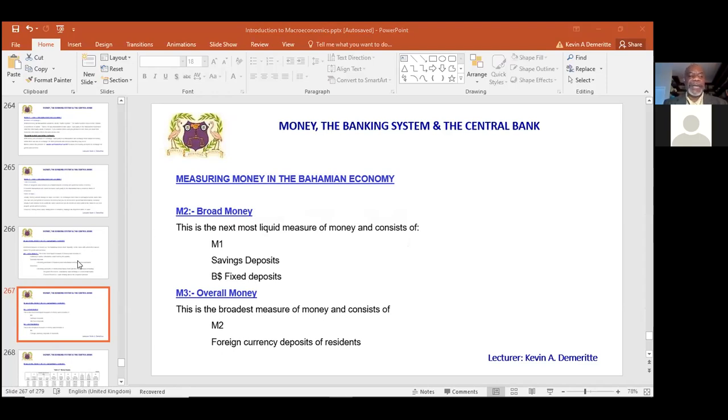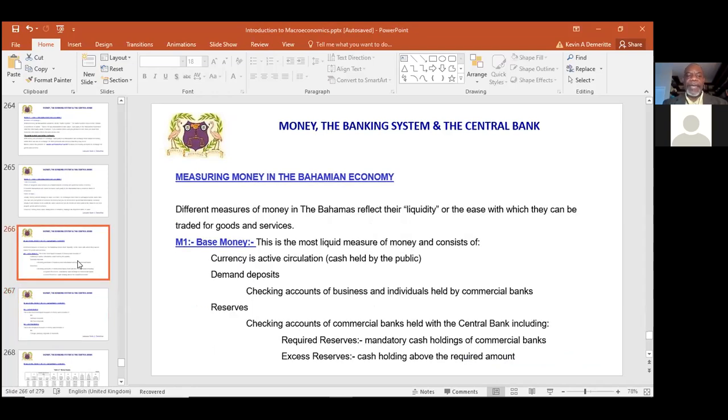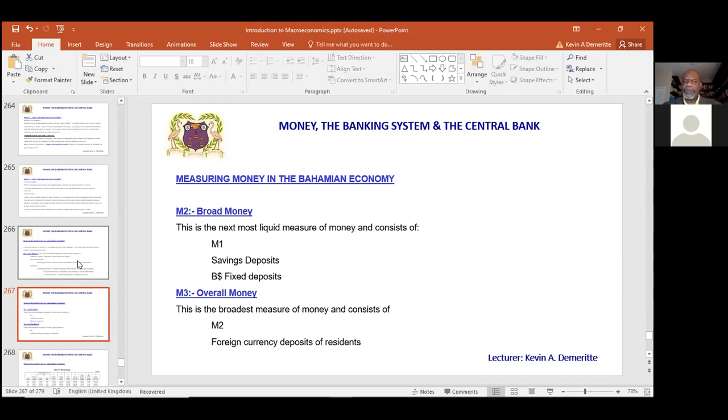So the three measures of money, we have M1, which is base money: currency in active circulation, demand deposits, and checking accounts of commercial banks with the central bank. M2, which is everything that's in M1 plus savings and fixed deposits, and M3, which is everything in M2 plus foreign currency deposits of residents. Right? So what does this actually look like?